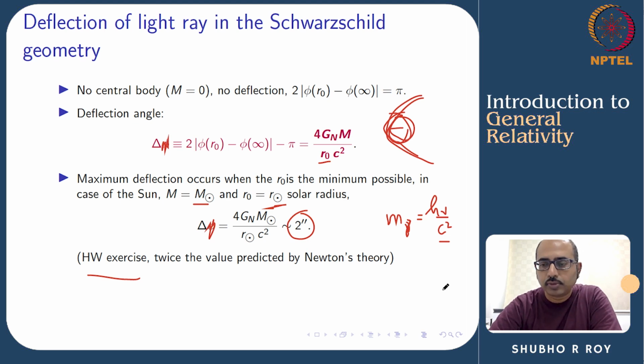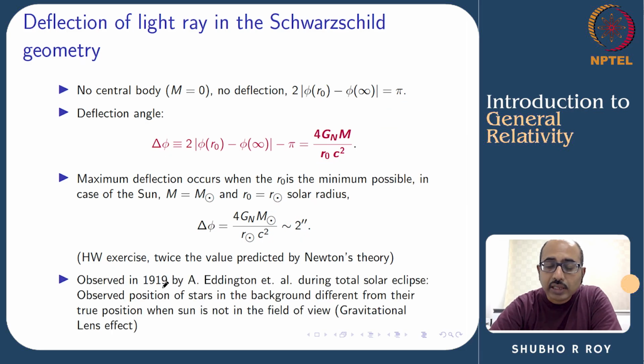Okay, so as I said, this has been observed. Actually, it was observed in 1919 by Alfred Eddington during a total solar eclipse. Now, the idea was that during the total solar eclipse, the sun gets completely blacked out. Let me make this opaque. So this is the disk of the sun, which becomes opaque during the eclipse. And then there are stars behind the sun.